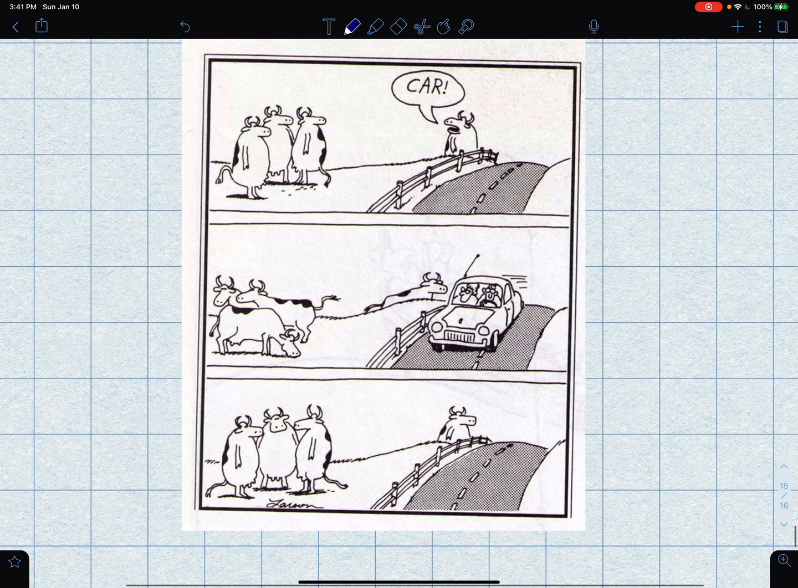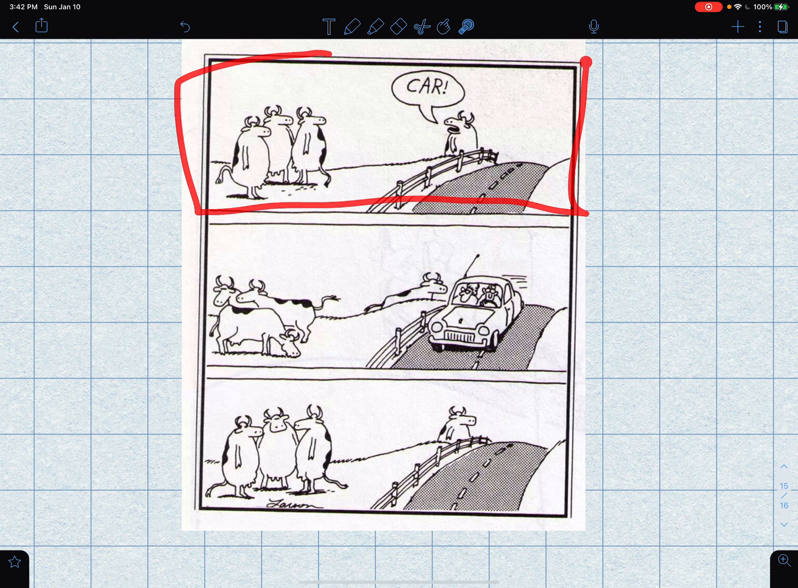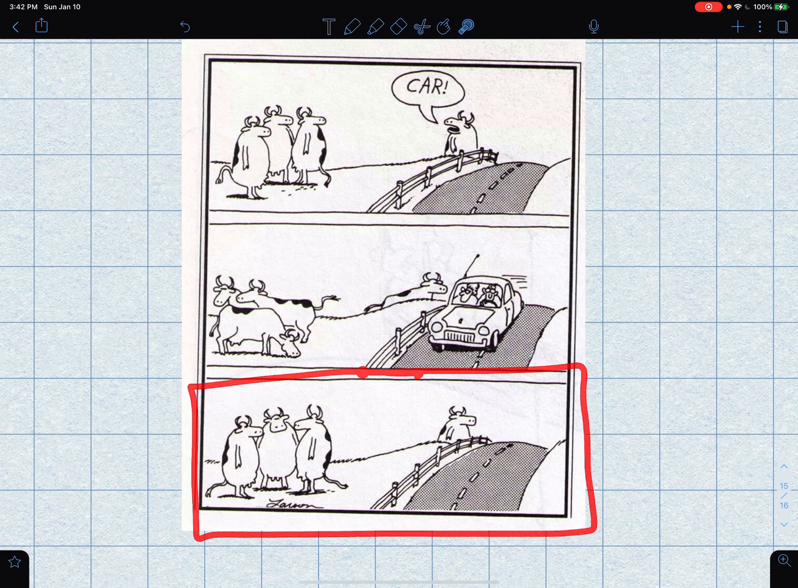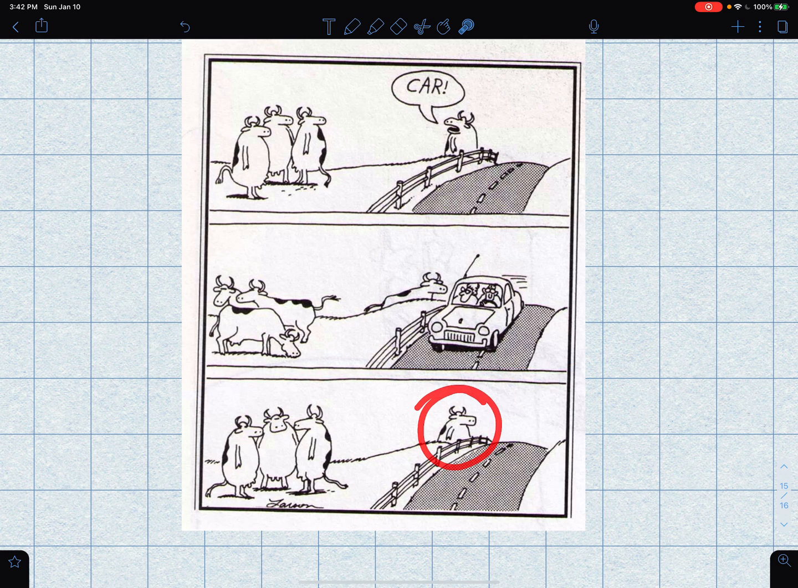All right, here we go. We've got some animals here. So this is the first little window. And the cow is saying, car. And then this is the second window. The car drives by, and look at all the cows. They're acting like normal cows. And then the car's gone. And then they stand back up. They're like chatting. This guy is probably the lookout, huh?